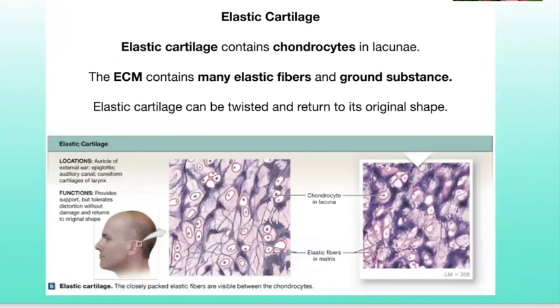Elastic cartilage contains chondrocytes in lacunae, and the extracellular matrix contains many elastic fibers and ground substance. Elastic cartilage can be twisted and returned to its original shape. Think of twisting your ear and how easily it just pops back to its original shape.